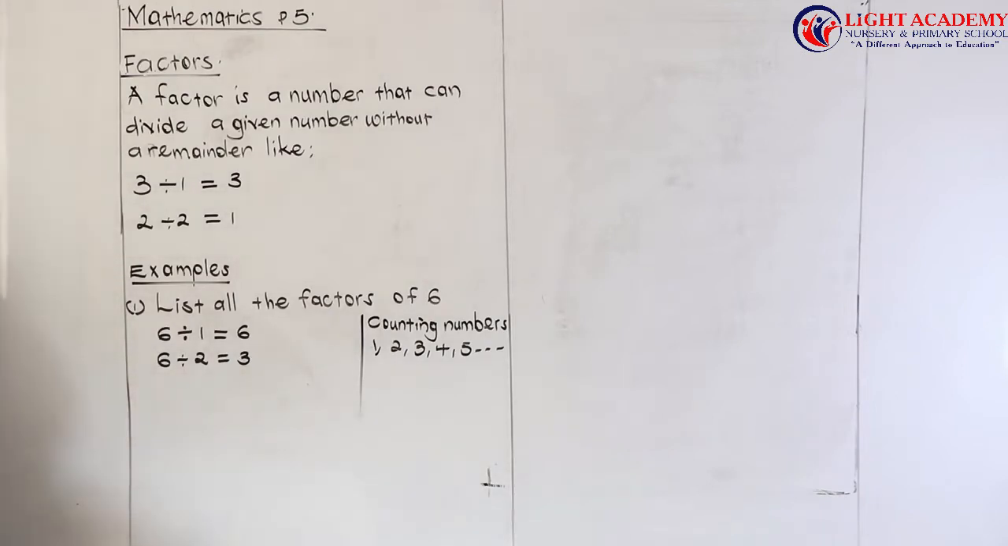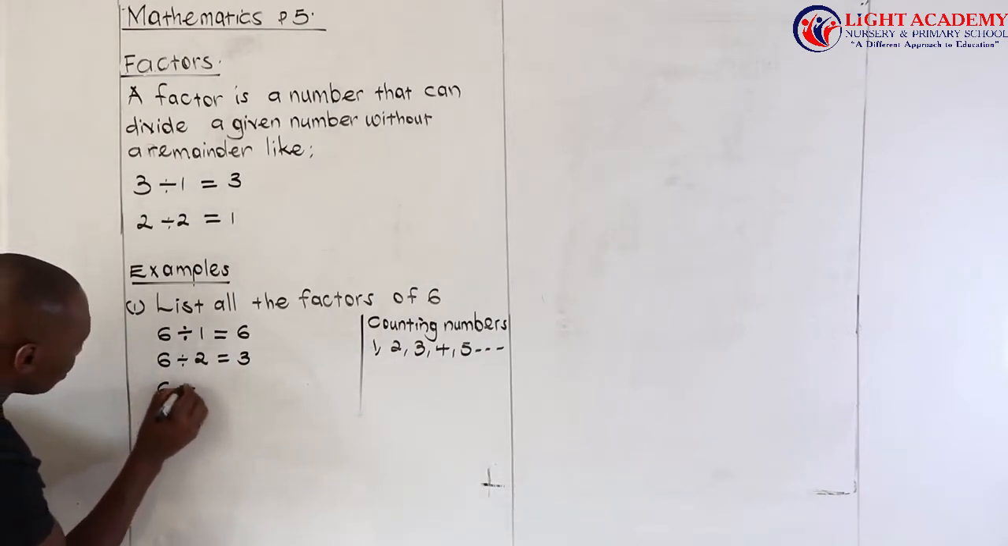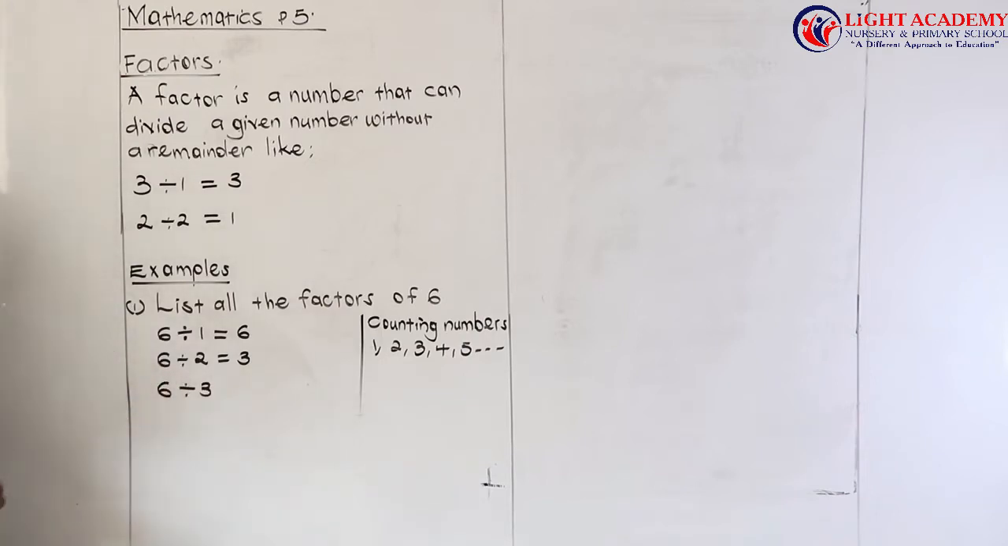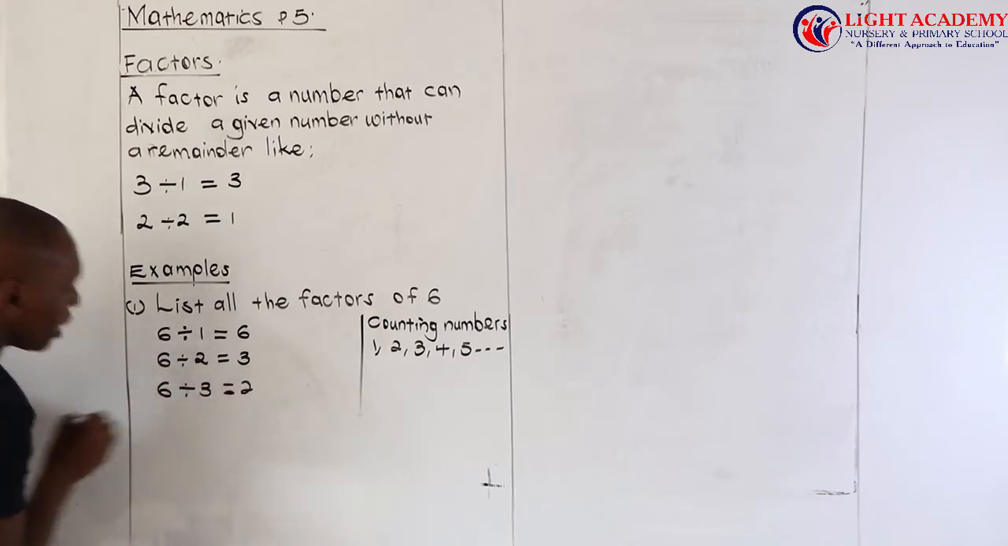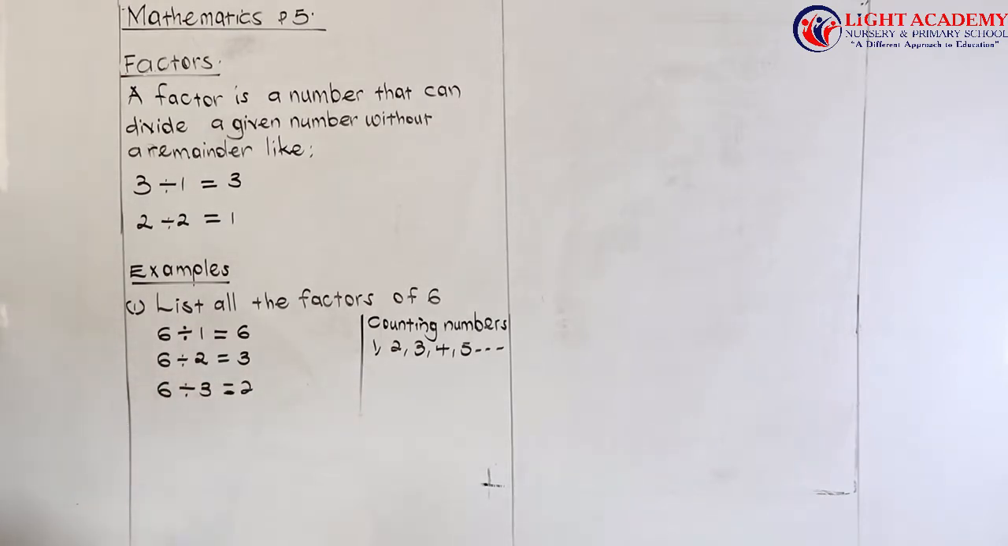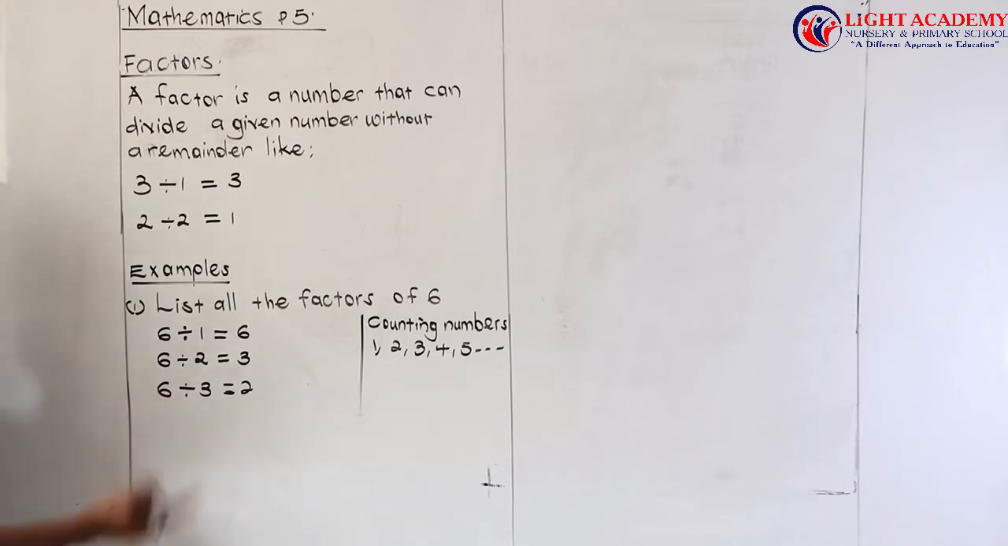Okay? In the third instance, I can say 6 divided by the next counting number, which is 3. When I divide 6 by 3, each one gets 2 without a remainder. Therefore, since 3 can divide 6 without a remainder, 3 becomes a factor of 6.